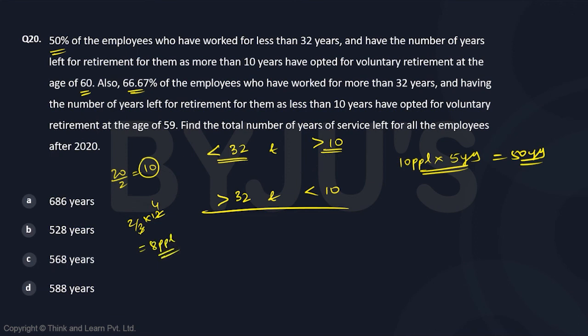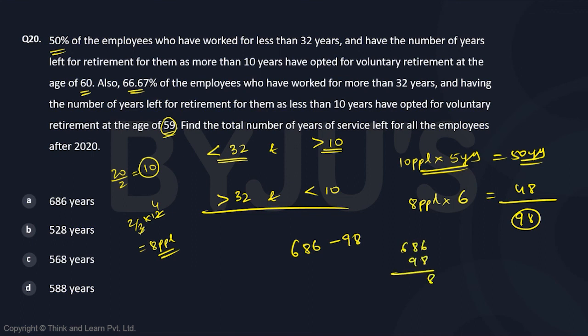These 8 people, how much are they losing? They are supposed to retire at 65, but they are now retiring at 59 only. So 8 people into per head, they are losing 6 years. So 48. So net loss is 98 years. Now remember, 686 was the total when everybody is retiring at 65. Now 98 years is lost. So the remaining is supposed to be your answer. So 686 minus 98, so that is 588, so that is option D.